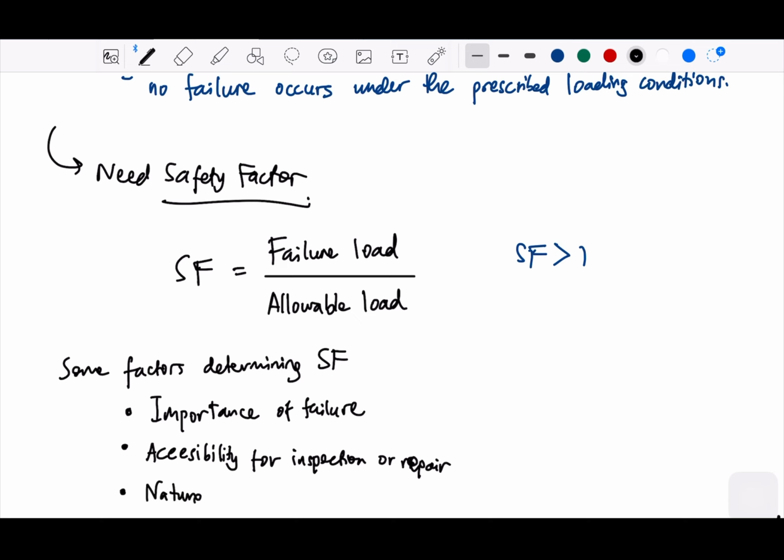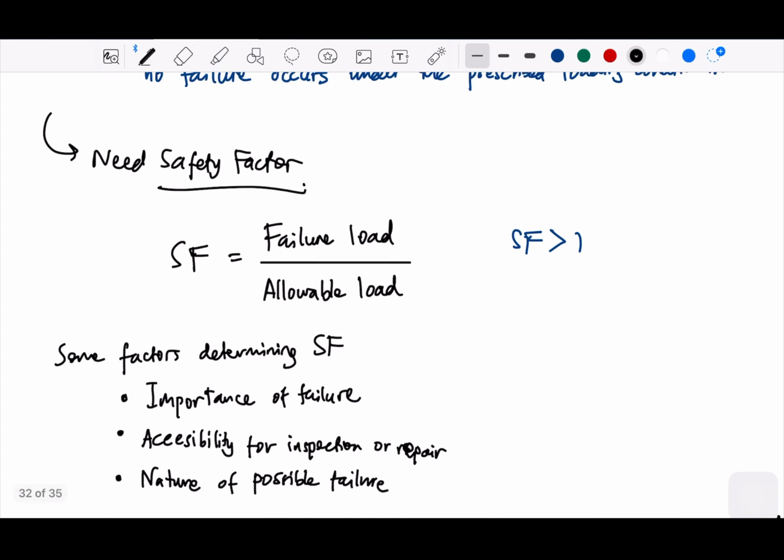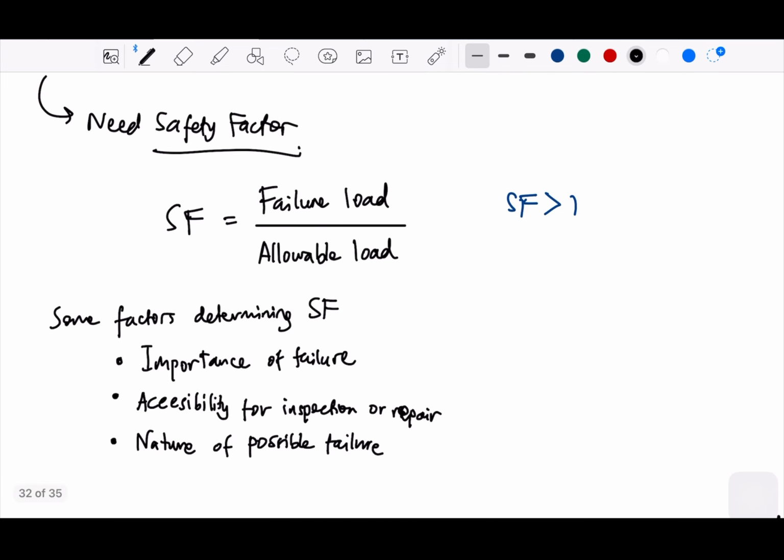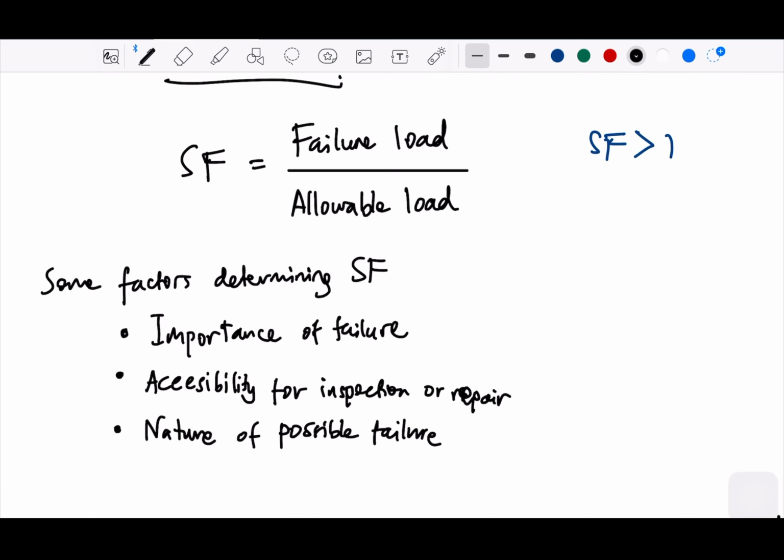The third one is the nature of the possible failure. What kind of failure do we have? Is it a ductile failure, where it deforms and then fails, or is it brittle? So it depends also on material, design, and the possibility of failure.